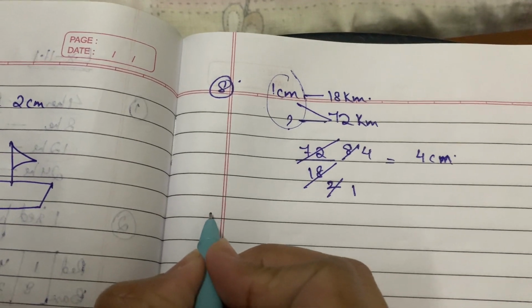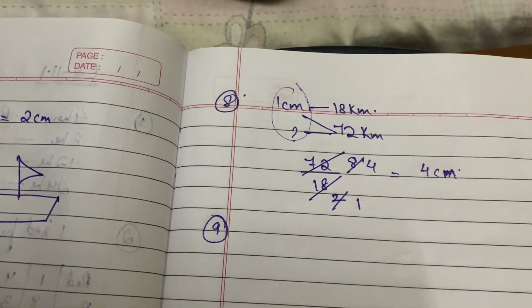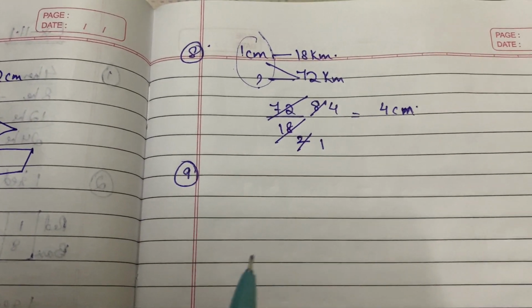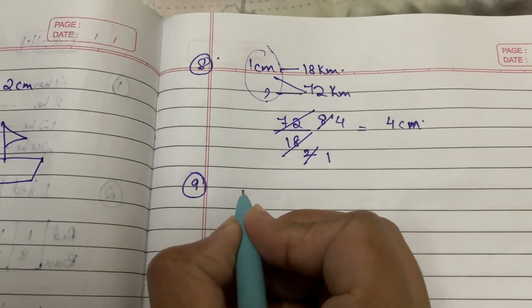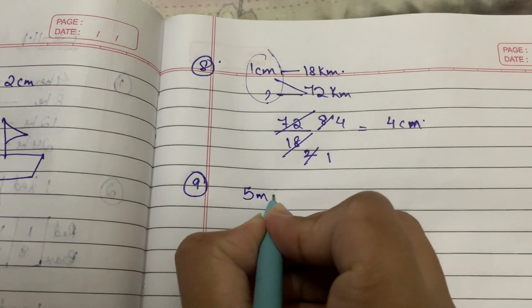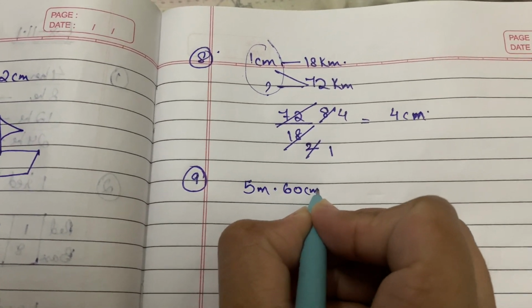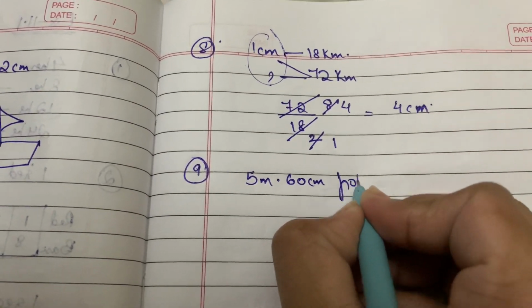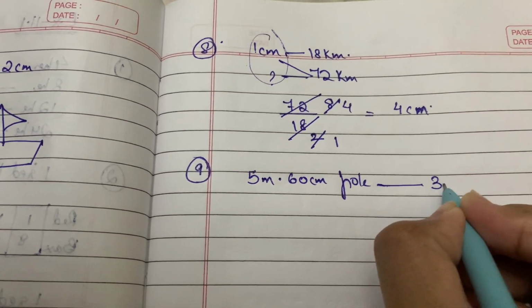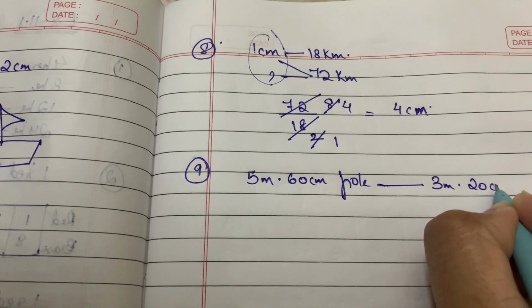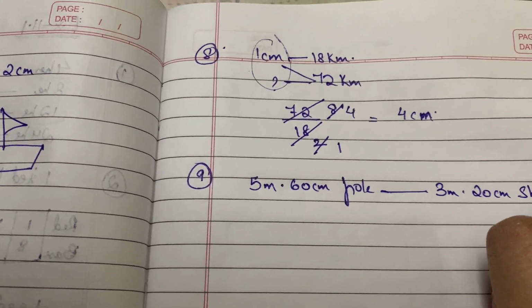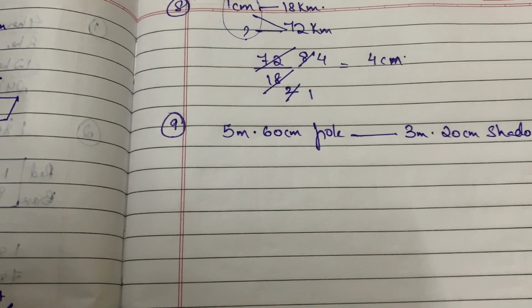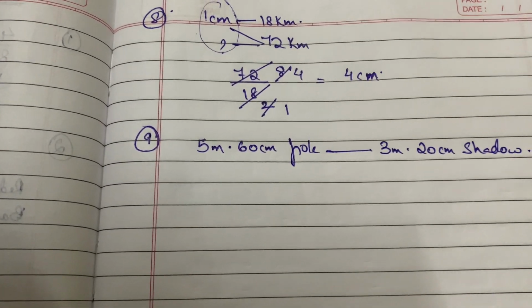Finished the 8th question. Starting with the 9th one. A 5 meter 60 centimeter vertical pole is casting a shadow of 3 meter 20 centimeters. Find, at the same time, the length of the shadow cast by another pole.